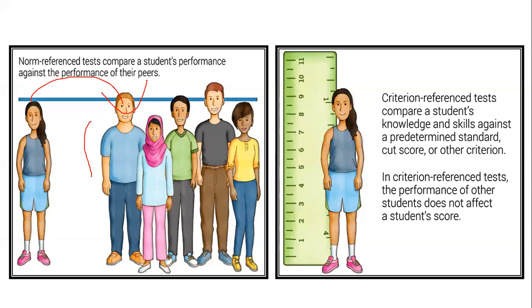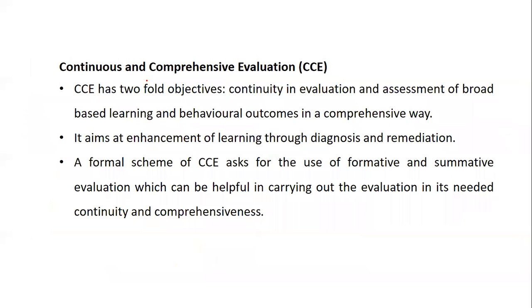So in the criterion reference test, the performance of other students does not affect the student's scores. It is a set standard against which they are compared, or skills, you can say, or knowledge, you can say. Then we have continuous and comprehensive evaluation.